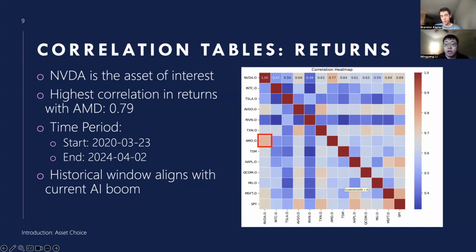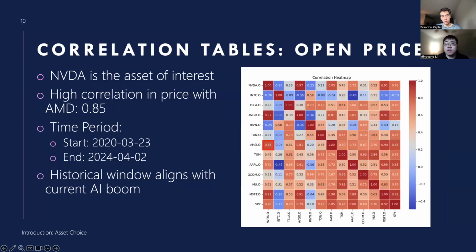First, we treat NVDA as the asset of interest. Then we compare it with similar companies like Apple, Microsoft, and Tesla, and we found that AMD has the highest correlation with NVIDIA in returns over the listed time period. The reason we chose this time period is that AMD and NVIDIA produce GPUs, and this aligns with the current AI boom trend, which contributes to the high returns for both companies and a high correlation between them. Also, on the next slide, we found the same thing in the open price correlation.